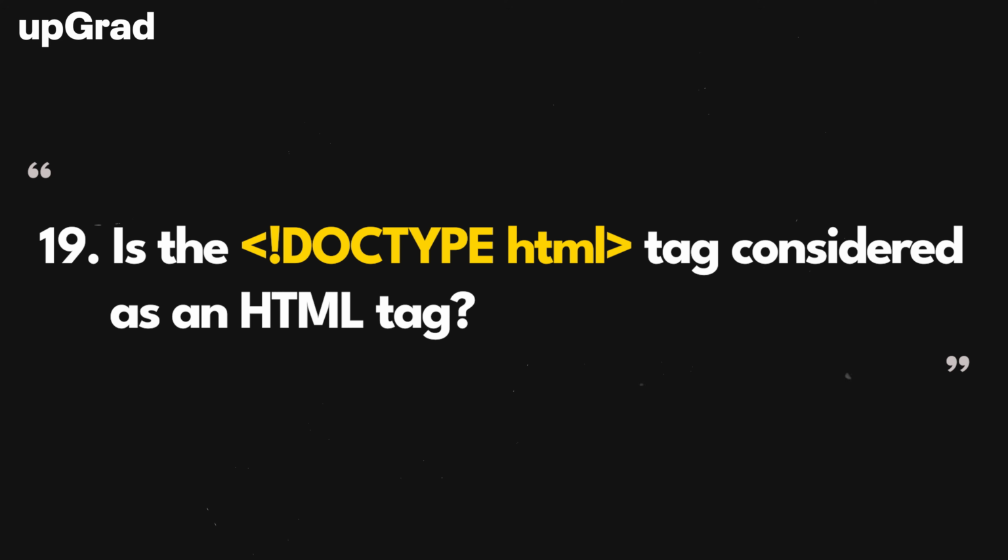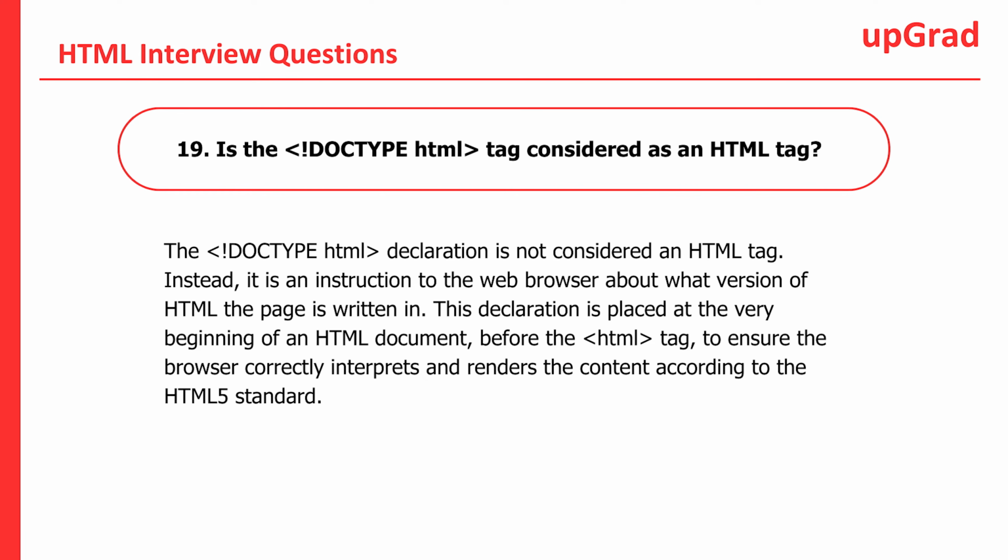Question number 19. Is the DOCTYPE tag considered as an HTML tag? The DOCTYPE HTML declaration is not considered an HTML tag. Instead, it is an instruction to the web browser about what version of HTML the page is written in. This declaration is placed at the very beginning of an HTML document before the HTML tag to ensure the browser correctly interprets and renders the content according to the HTML5 standard.